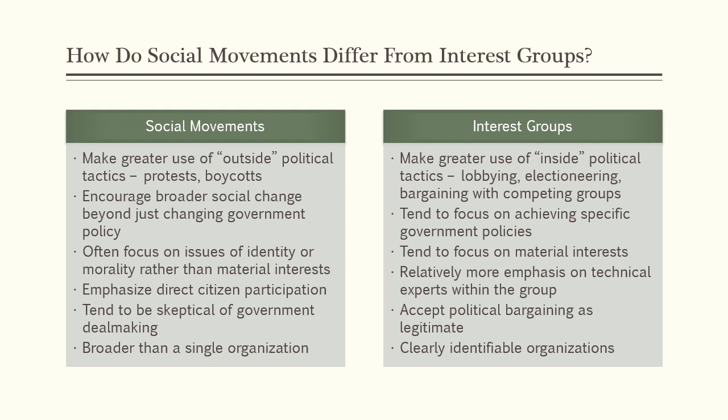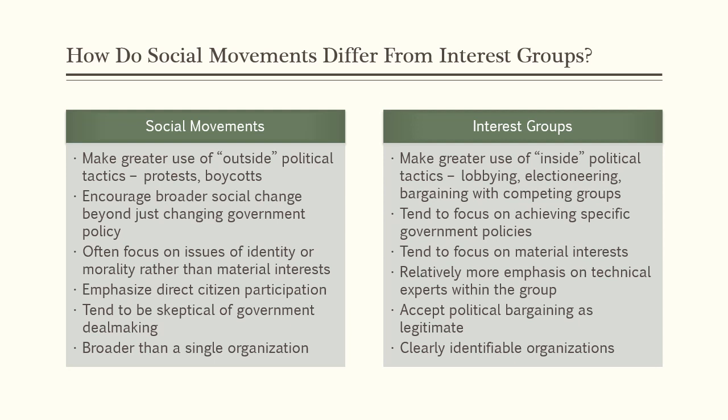Social movements tend to be skeptical of government deal-making. Social movements often arise because groups of people feel shut out of the traditional political process. This presents something of a dilemma for social movements because once they become successful enough to gain the attention of policymakers, they're often faced with difficult decisions about whether and how to accommodate their tactics to more traditional forms of political participation.